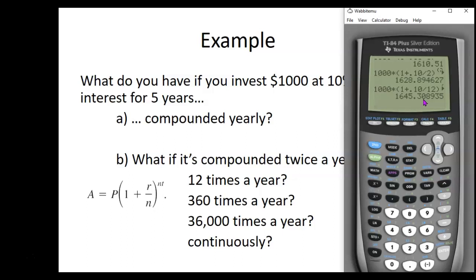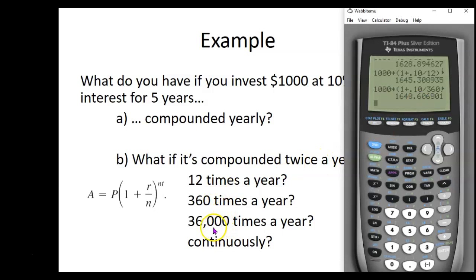What if it's compounded 360 times a year? That's almost daily. So go back and change the formula so that N is 360 instead of 12. And it gives us $1,648.61.